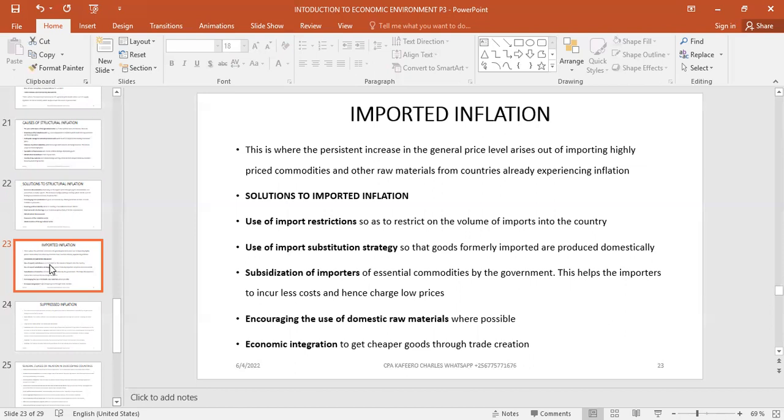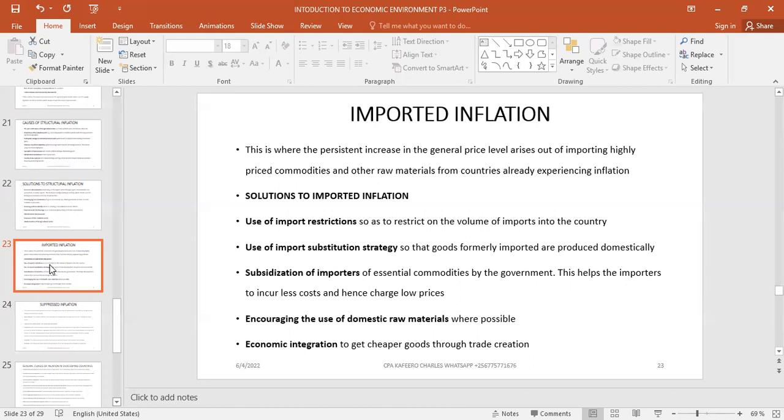certain items, we charge you a lot of money for giving you those licenses. We may even say that if you are importing goods, we are charging you a high transport fare. When we are charging you the high transport fare, we expect that some people will just ignore the importation. And when they ignore the importation, you are also reducing imported inflation. Then the other thing, we can set up our own substitutes.